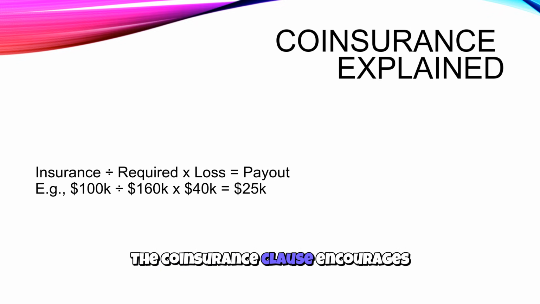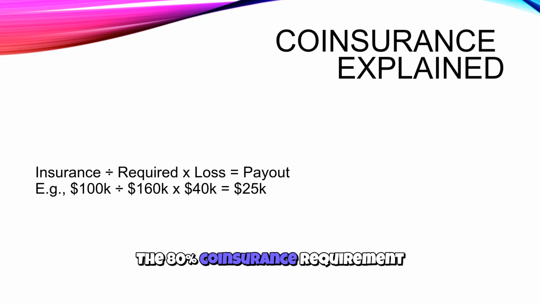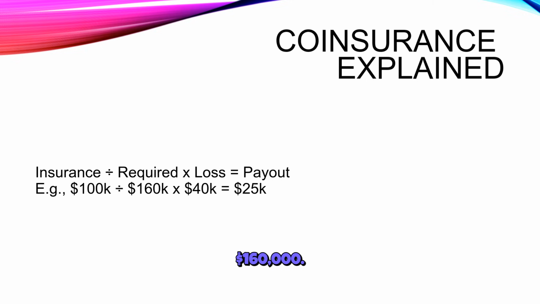The coinsurance clause encourages insuring property to its full value. For homeowners, the standard is 80%. Let's see how the penalty works. Imagine you have a house with a replacement cost of $200,000. The 80% coinsurance requirement means you should insure it for at least $160,000.